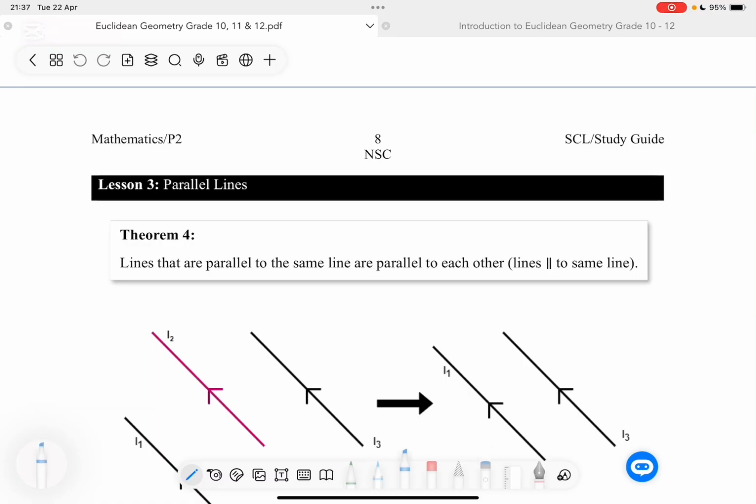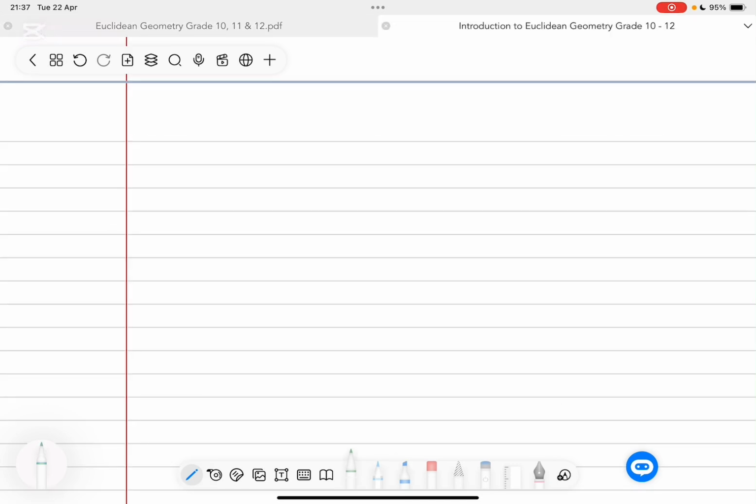The third lesson actually studies parallel lines. Now, before we embark into this lesson, it is important to take some time and understand what parallel lines actually mean. Suppose that I have a line here which I can call line AB.